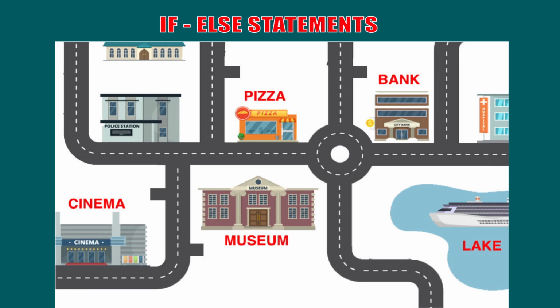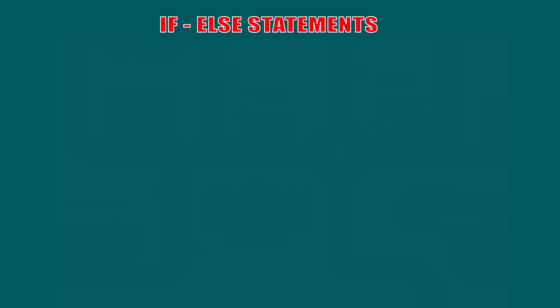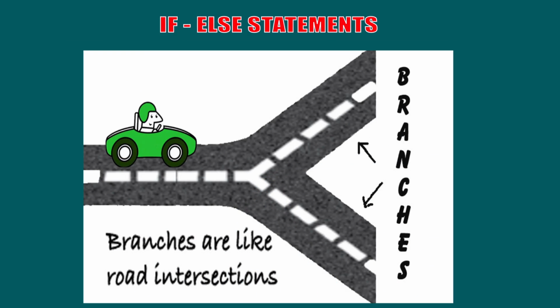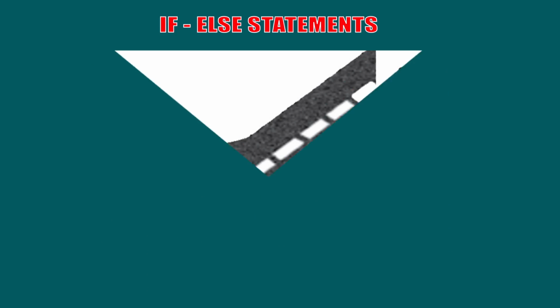Like this network of roads, where at each junction, we need to decide the direction in which to go, depending on what we want. Your programs will also need to make decisions. Does it run this piece of code or that piece of code? These decision points are called branches, and they are the road intersections in your code.